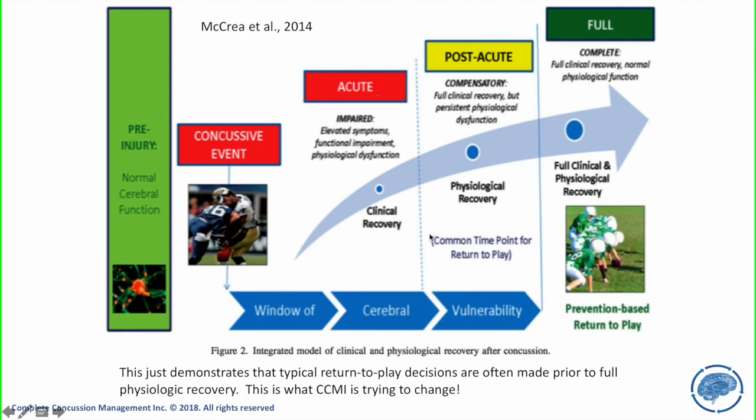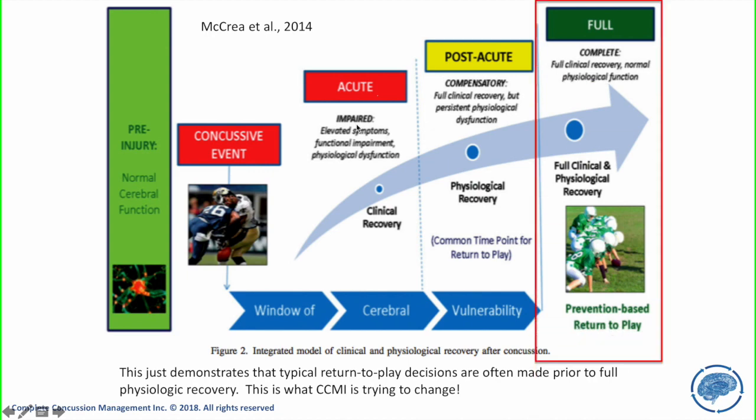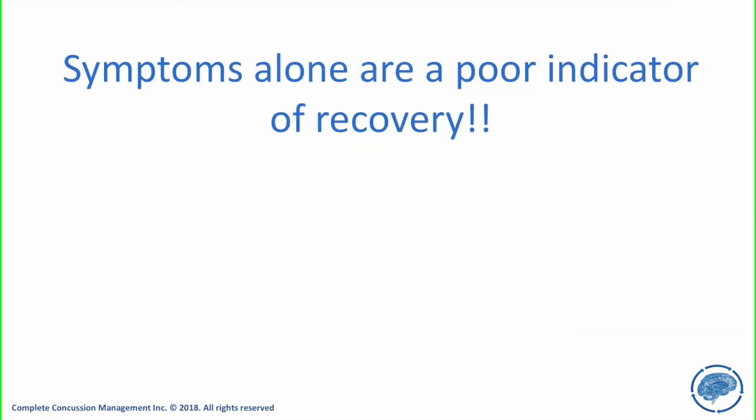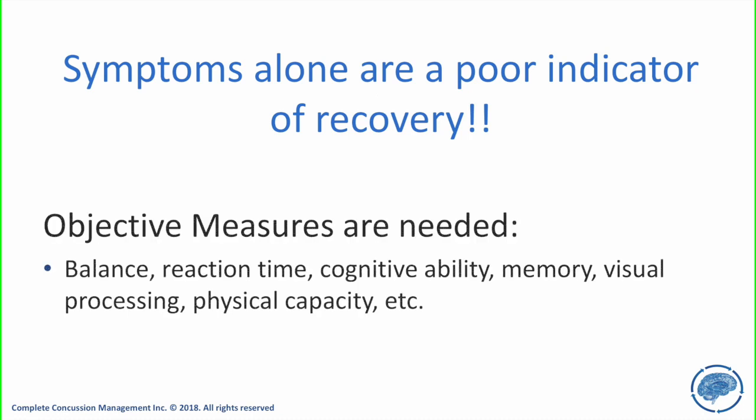This is typically when people are cleared right now. Once they feel that they're clinically recovered, most of the time, their physician or sports medicine specialist will clear them to return to play based on a symptom-based approach. We need to be thinking more like this. We need to have full recovery from a physiologic standpoint and a clinical standpoint. The problem is, as you saw, symptoms are a very poor indicator of recovery. So we need objective measures, and this is where the idea behind having some preseason metrics comes in. So balance, reaction time, cognitive ability, memory, visual processing, physical capacity, etc.